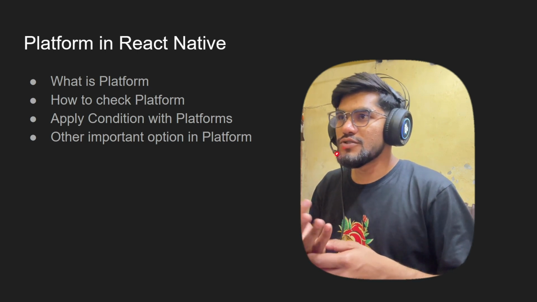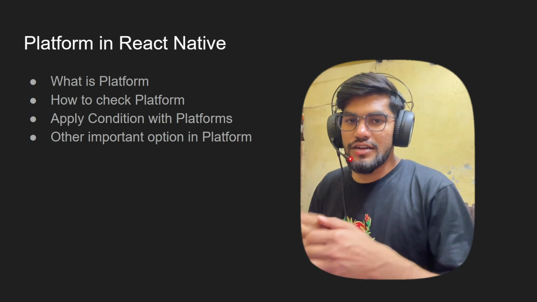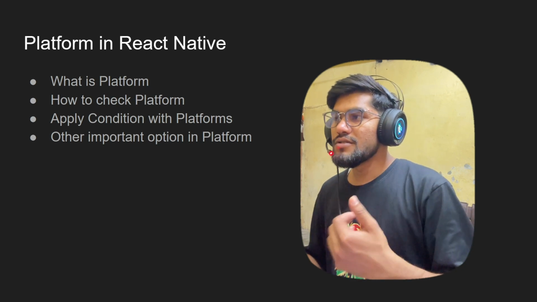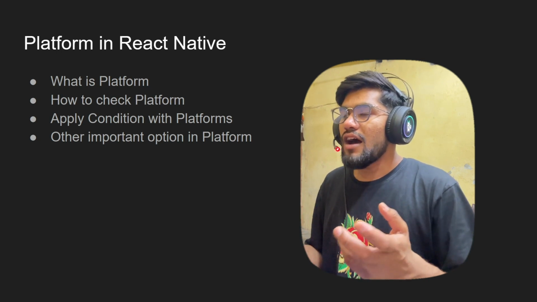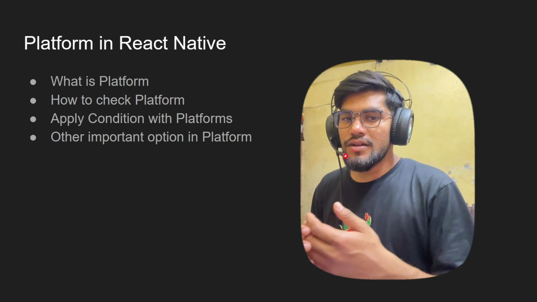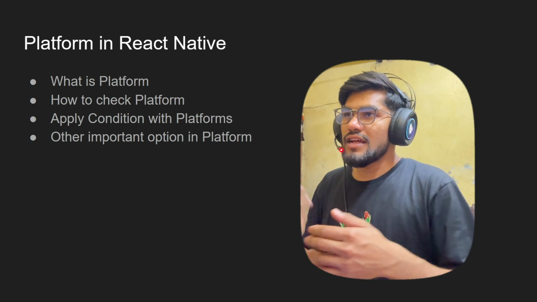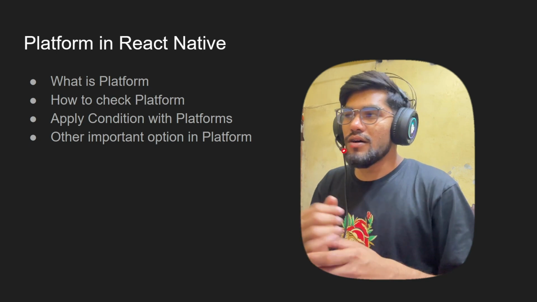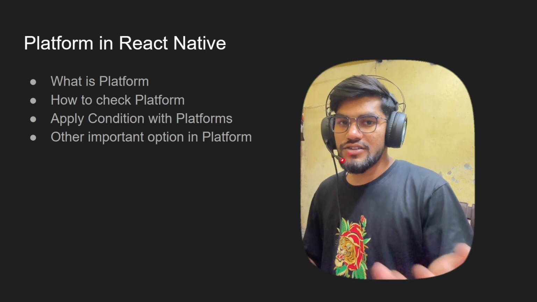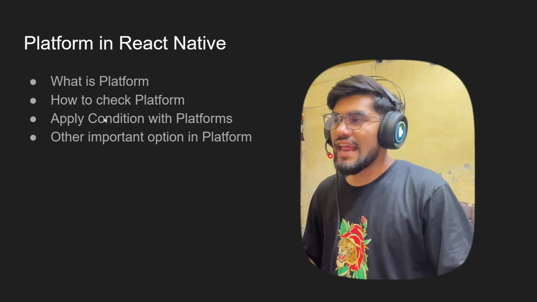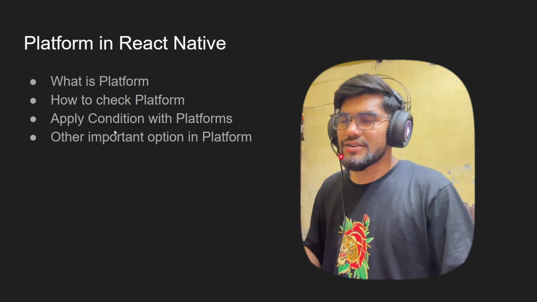Let's suppose you're using the Uber or Ola app. If you are using an iOS device, they will charge more money, and if you're using Android, they will charge less. So how do they know which platform the customer is using? That's how, with the platform module, we are able to find out which platform the user's device is. We'll see how to check the platform, apply some conditions with the platforms, and discuss other important options.